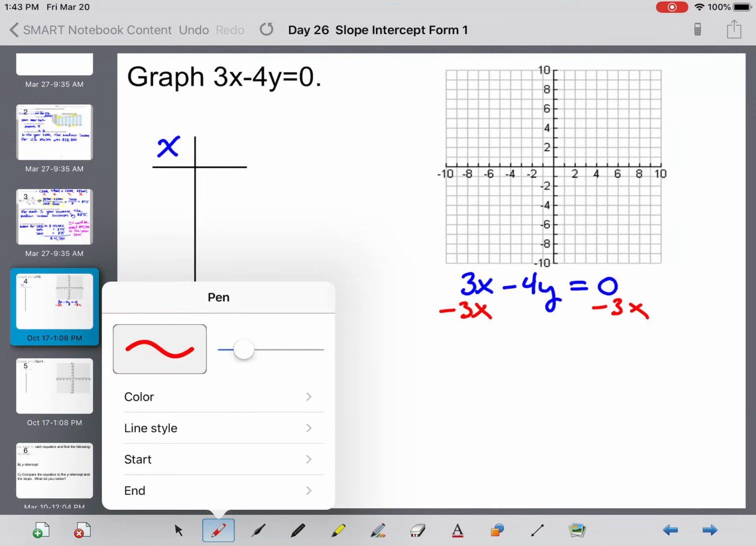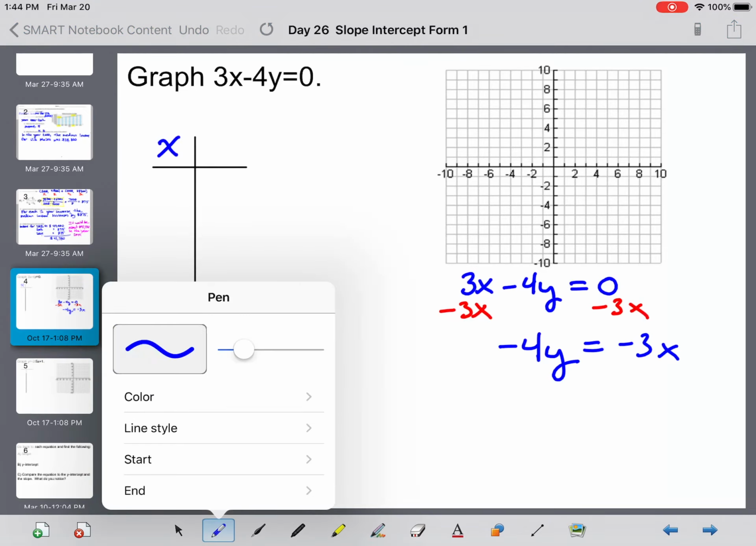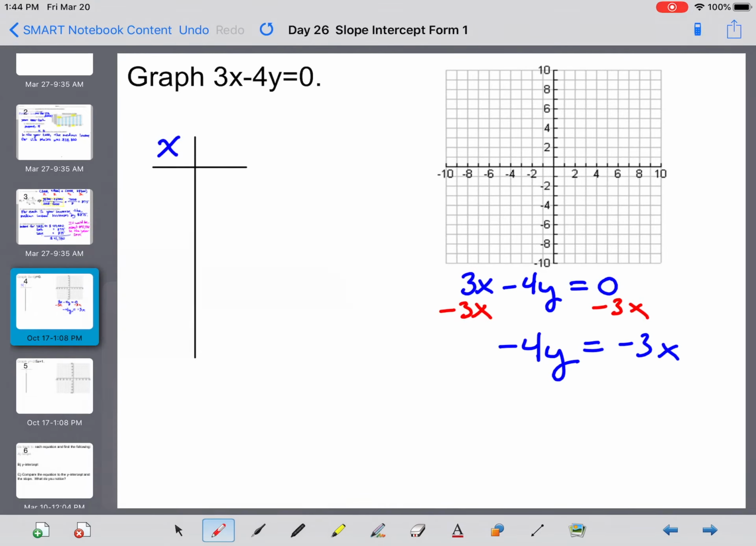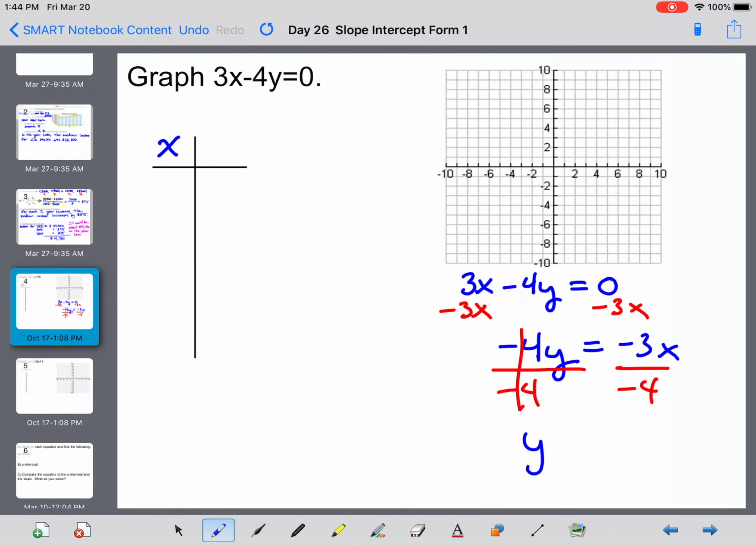So I'm going to start by subtracting 3x from both sides. That's going to leave me with a negative 4y equals a negative 3x. Don't forget about that negative with the y. And then I'm going to divide both sides by negative 4. This doesn't look super pretty, but that's okay. It's better than what it started with. So y is going to equal 3/4 x. And that's what I'm going to put on the right-hand side of the table.